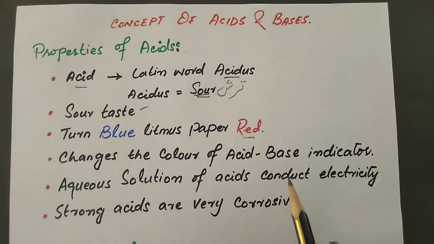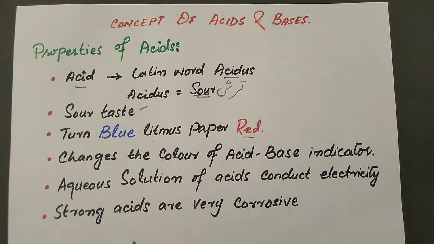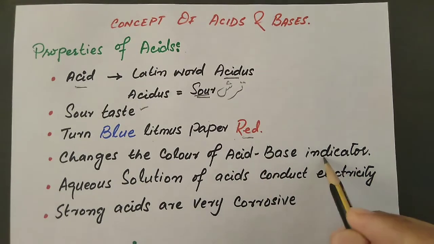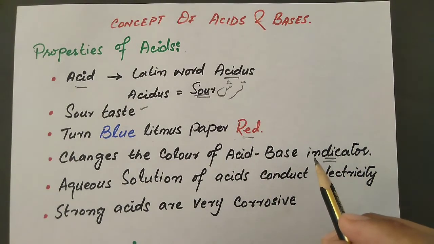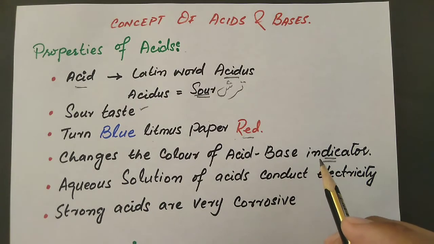Now, if we add acid or base into an indicator, what is an indicator? An indicator is a chemical which changes its color in acidic medium and basic medium differently. So if you put acid into the indicator, it changes its color accordingly, and if you add base into the indicator, it changes its color accordingly. The common famous indicator is called phenolphthalein, and I am going to show a demonstration of that as well.